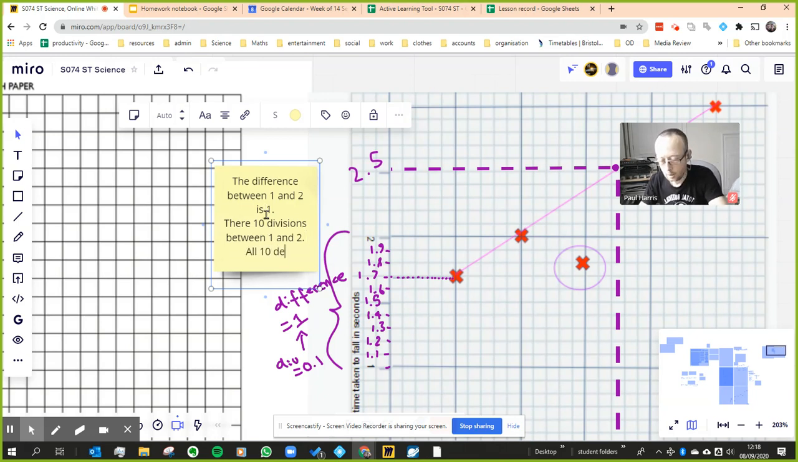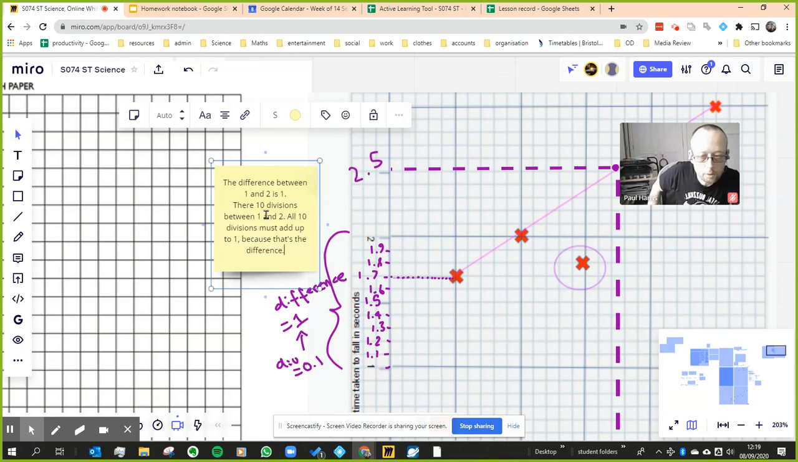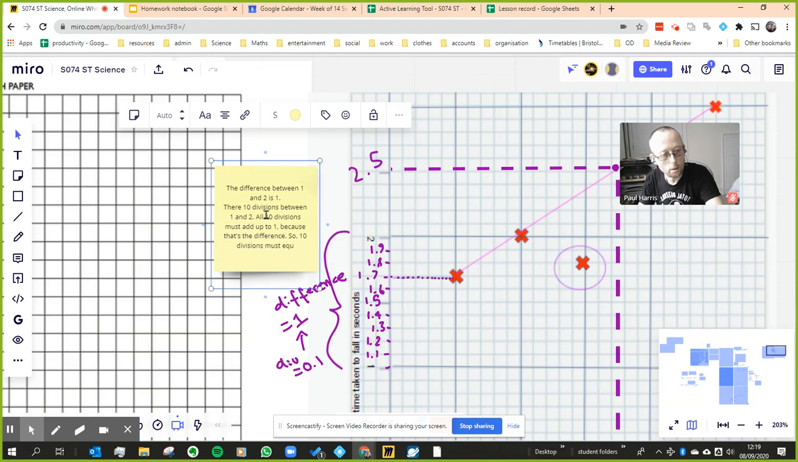And all 10 divisions must add up to 1 because that's the difference. Sorry, that's the difference between 1 and 2. Between 1 and 2, there is a difference of 1, and there's also 10 divisions, right? So 10 divisions must equal 1. So 1 division must equal 0.1. Okay? You sure?